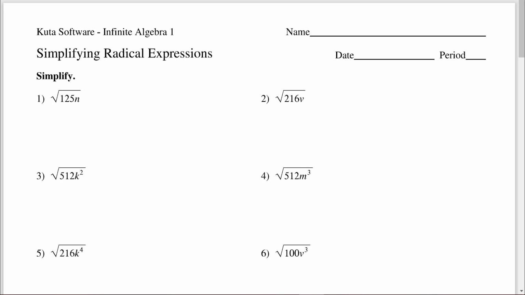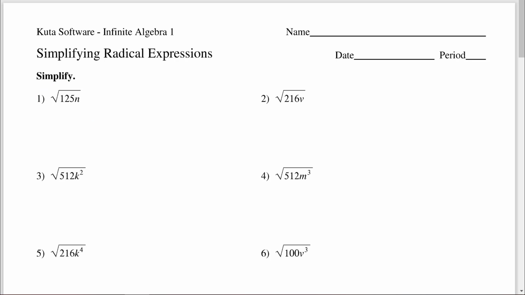Hey, Math 3. So we're going to take a day and work on simplifying radical expressions. When you get an answer that is the square root of some number and it's not a perfect square, how do you simplify that? So we're going to do several examples here.